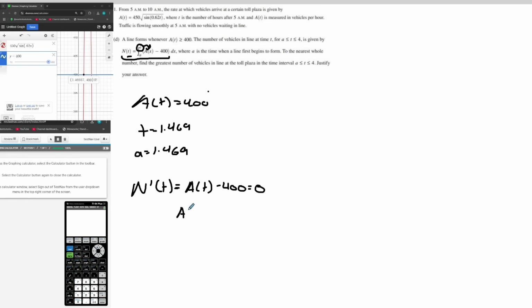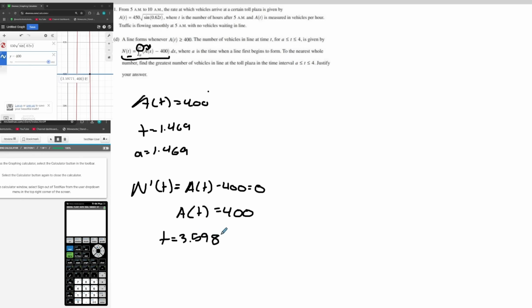And it is a coincidence here that we're going to end up getting a of t equals 400. So one of the points is still going to be that, but we're also going to get 3.598. So t equals 3.598. And then after that, we're outside of the range. We're only going from t equals 1.469 to 4.